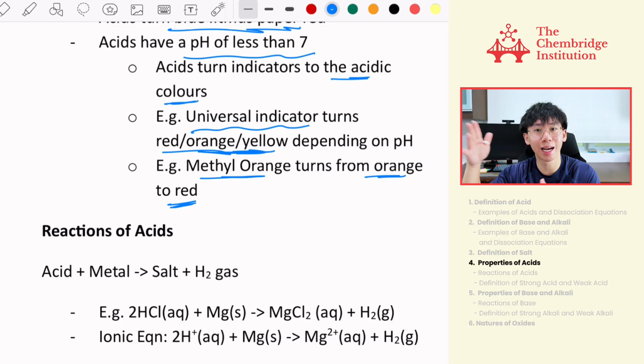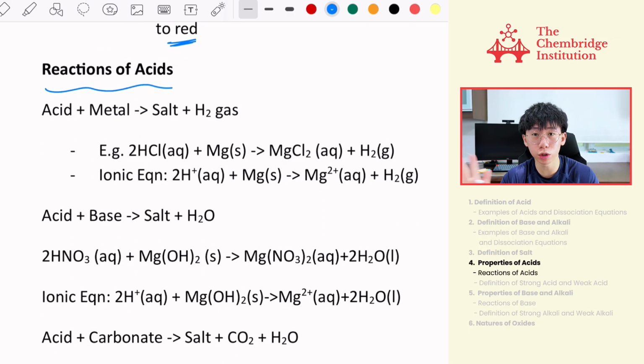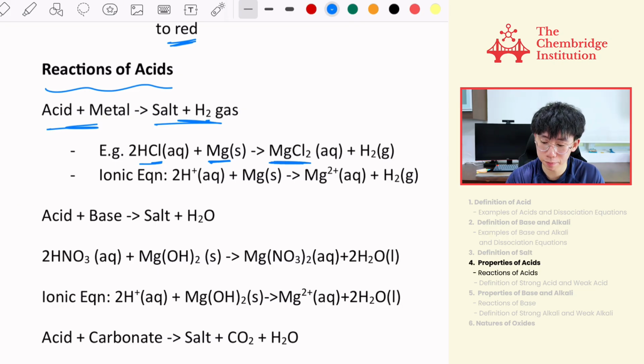There's plenty of other pH indicators out there, but in general, they will just turn the pH indicators into the acidic color. Then our reactions of acids include: acid plus metal gives salt plus hydrogen gas. For example, if you have a reaction of hydrochloric acid with magnesium solid, magnesium is a metal, so in the end you will form magnesium chloride, and you will also form hydrogen gas.